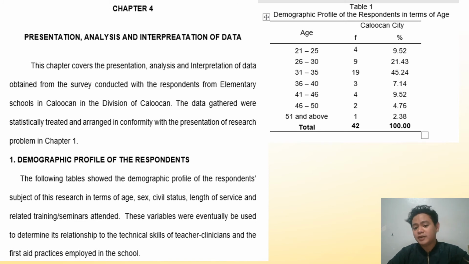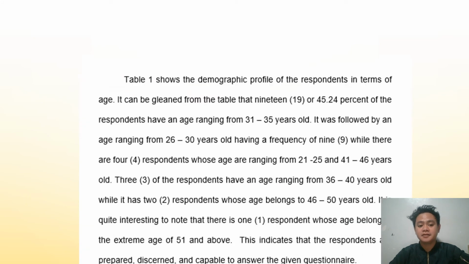So like what I told you, frequency count and percentage are the statistical tools that can be employed. Take note, the age was grouped and a scale was made. He grouped the respondents according to their age from 21 to 25, 26 to 30, and so on and so on. Okay, so how do we interpret the table?